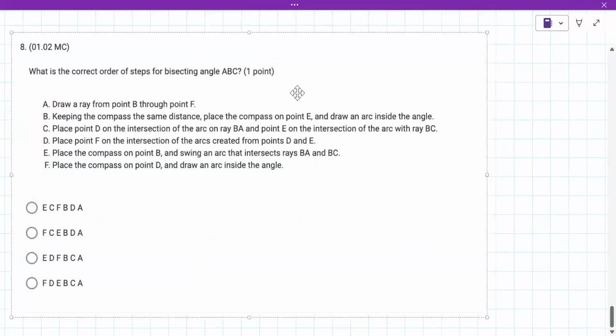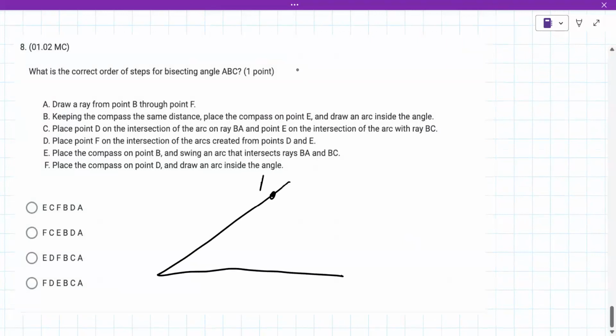All right. What is the correct order of steps for bisecting an angle? ABC. Nice. Okay. So here I'm going to draw ABC. A, B, C. Sometimes you can, well, I'll just point this out: it's either E first or F first. So we could go look at that.